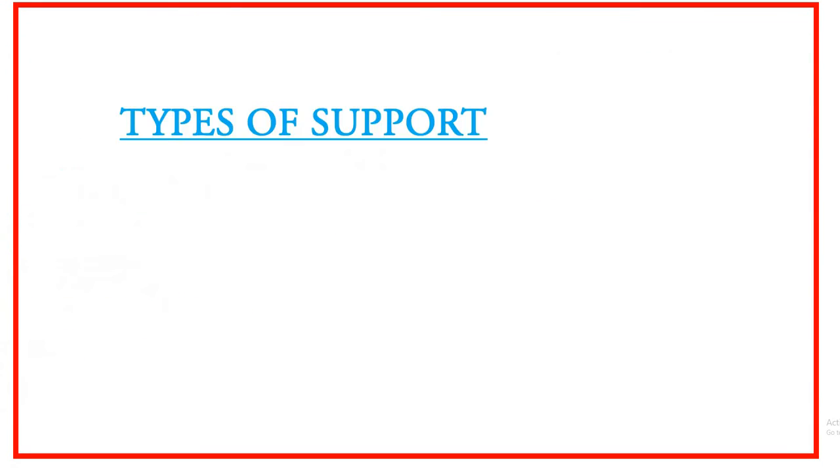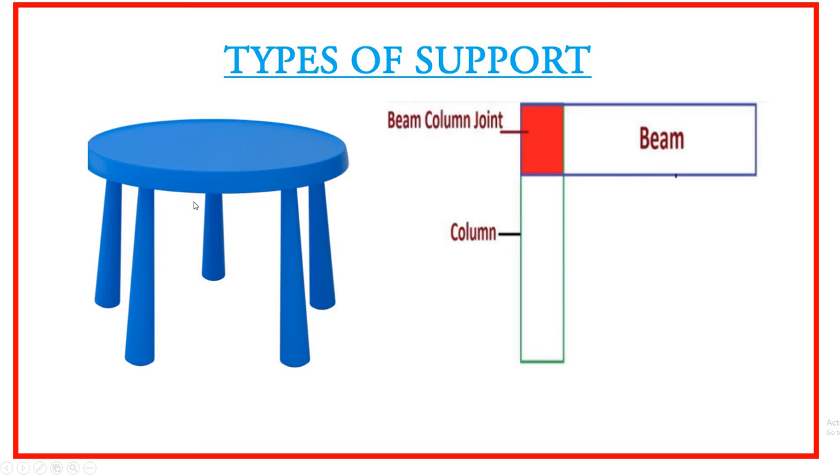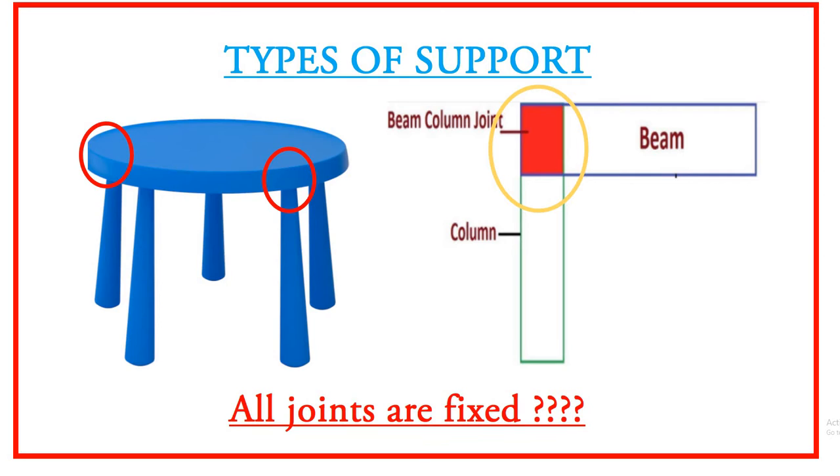Now, let us move to types of support. Now consider this table. Now tell me, what about these joints? Do you find any translation or rotation? Give me answer. No. Here we don't have any translation, any rotation. These all joints are fixed for this table, as well as this beam column joint is also fixed. Right. So this type of joint is fixed joint. Yes or no? Yes. All joints are fixed.